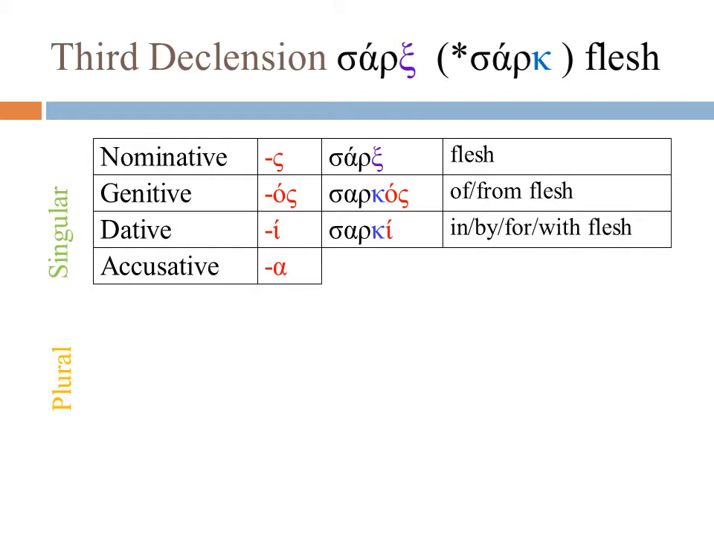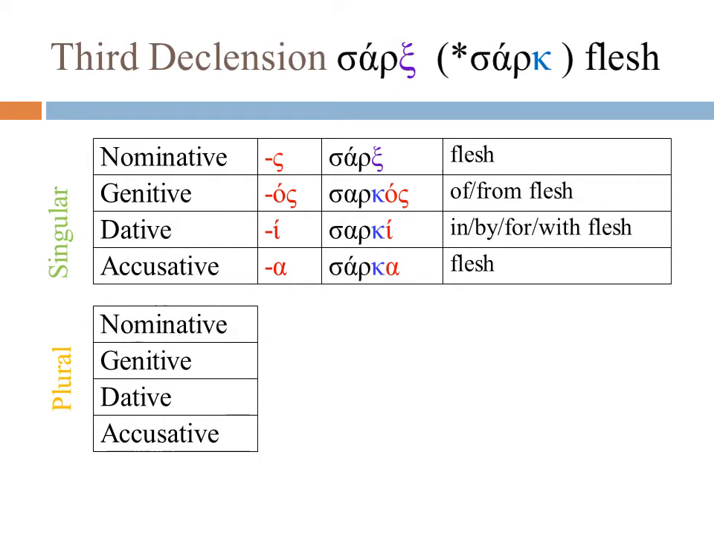The accusative is alpha. And we get sarka, flesh, the accusative. So far we have nominative sigma, genitive omicron sigma, dative very recognizable iota, and the accusative alpha. And the accusative is going to show up in several places, and when we look at it, we think, first declension. But we just have to remember, we're going to know this vocabulary word. We're going to know it is a third declension, so we're going to expect the accusative to be an alpha.